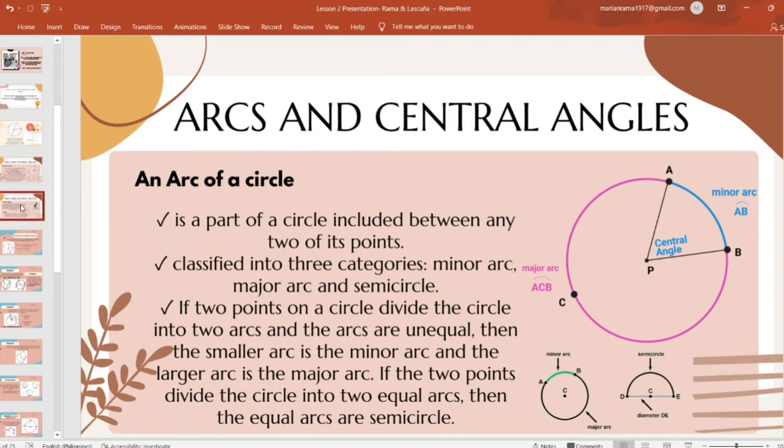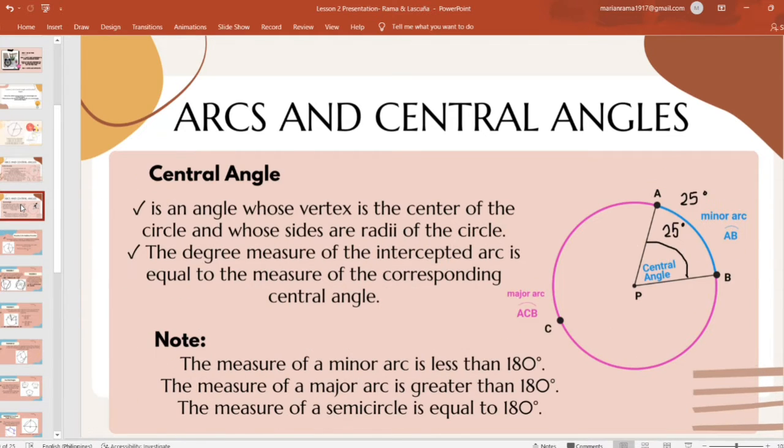Next, we have central angle. A central angle is an angle whose vertex is the center of the circle and whose sides are radii of the circle. As you can see here, we have our radii AP and PB. The degree measure of the intercepted arc is equal to the measure of the corresponding central angle. So here P is our central angle.